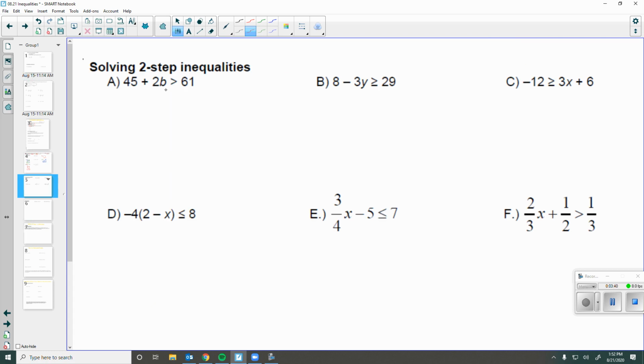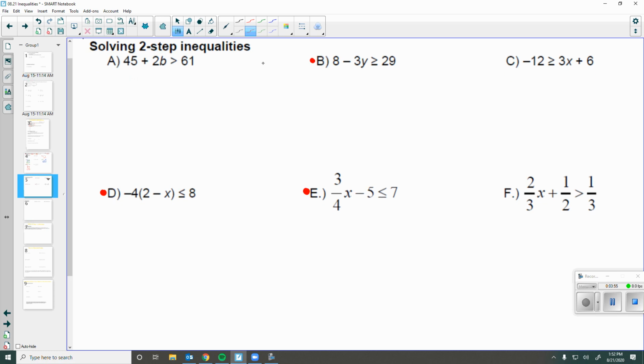On the next page, we're solving our 2-step inequalities, and we're not going to do all of these either. We're going to go through a few of them, and the rest are for you to practice later. B, D, and E are the ones that we're going to work on together. So on B, we're solving it just like normal, with our 2 steps, just as if it was an equation. So move our constant first. Moving the constant of 8, we're left with -3y is greater than or equal to 21. And then we're dividing by -3.